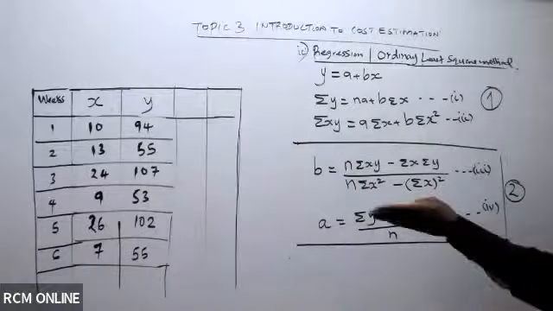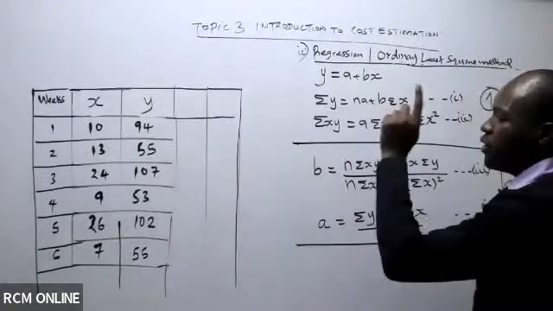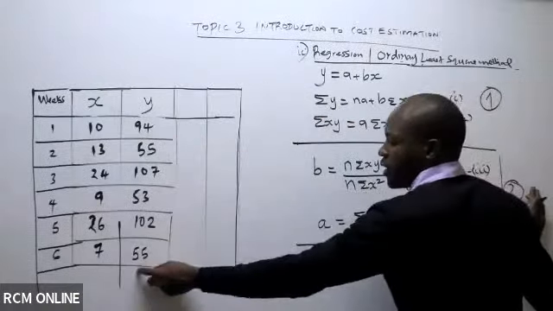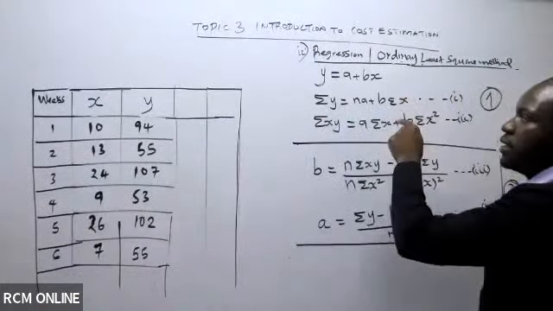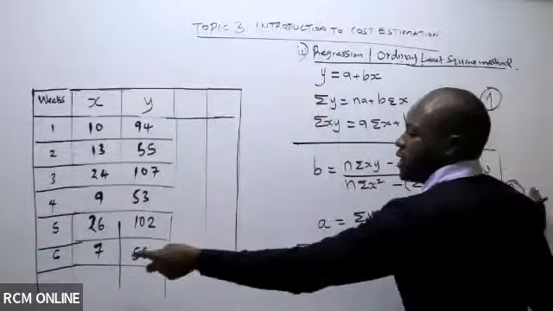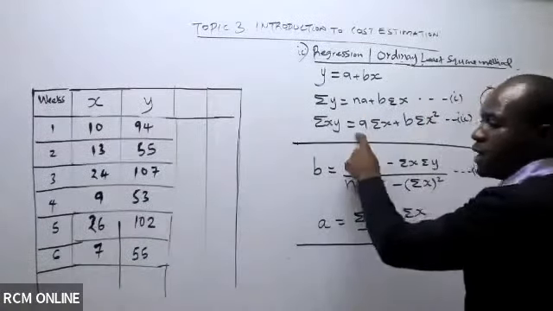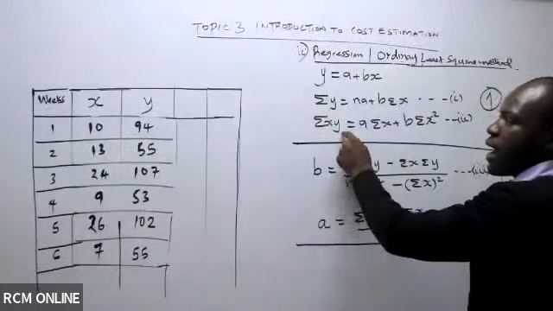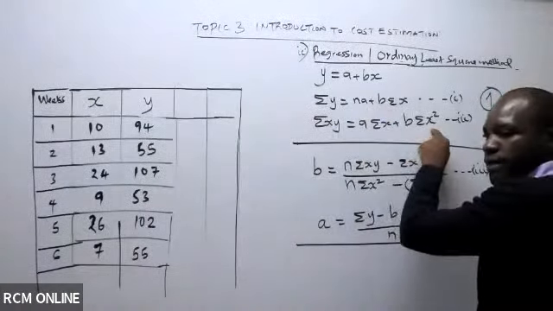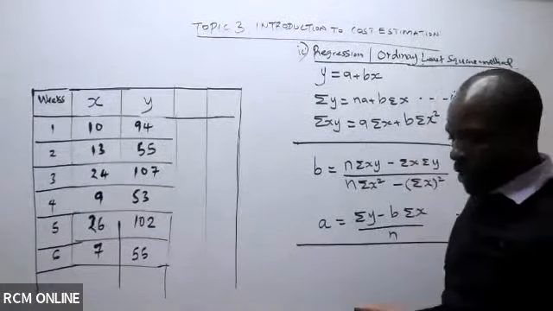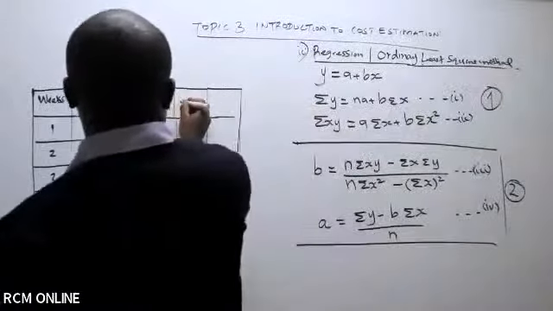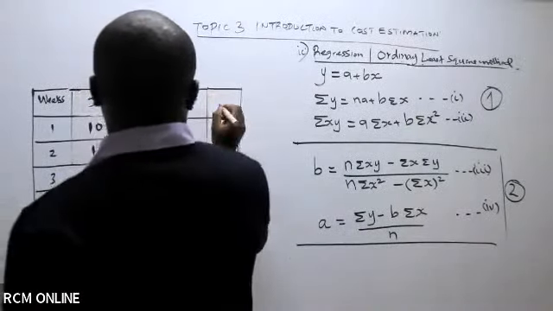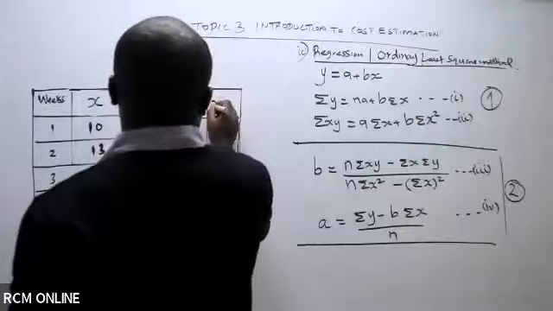You can clearly see in this formula, what you need is very simple. I don't need this extra column. I only need to get the value of summation of y. You add everything here. I need to get summation of x. I add everything here. The second one, I need summation of xy. I need summation of x squared, right? So I'll come here and bring in the third column, x squared. I will come here and bring in the fourth column, xy.